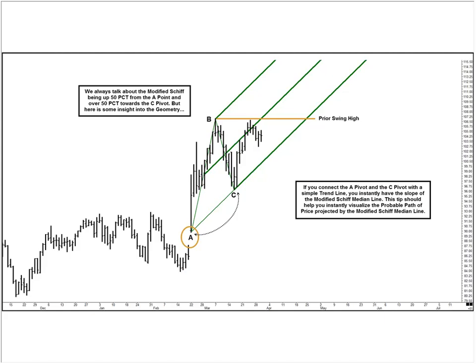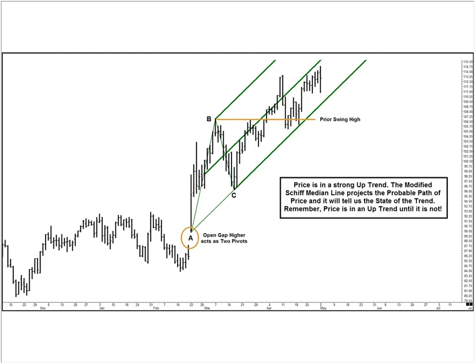So let's see. You can see where price ran out of energy right at the prior swing high, and we're clumping right around the median line. Have we violated a little bit? Yeah, a little bit, but that's okay. It's real life. Let's see what it gives us. So take a look.